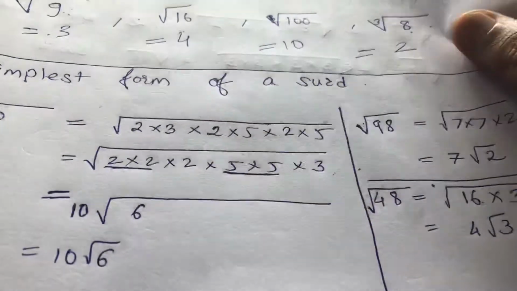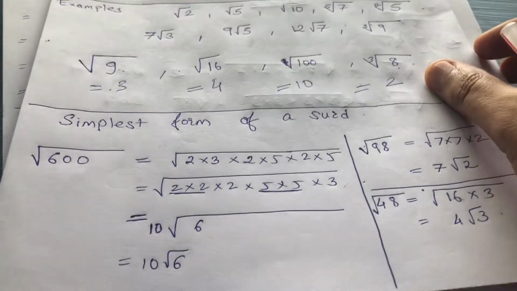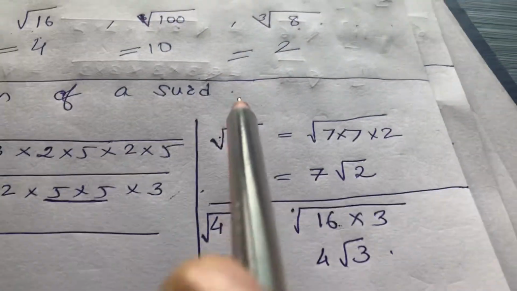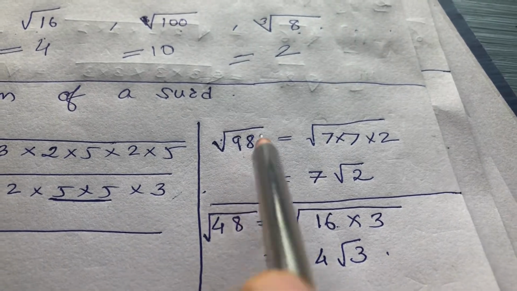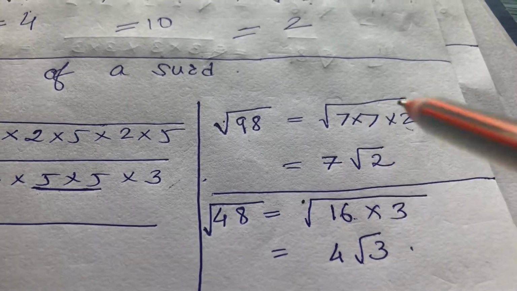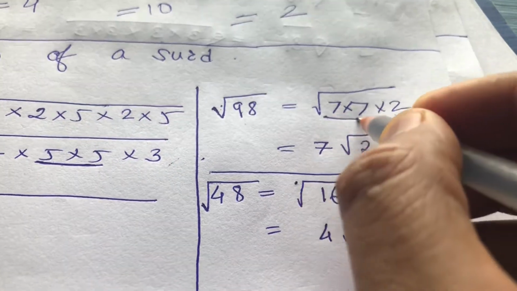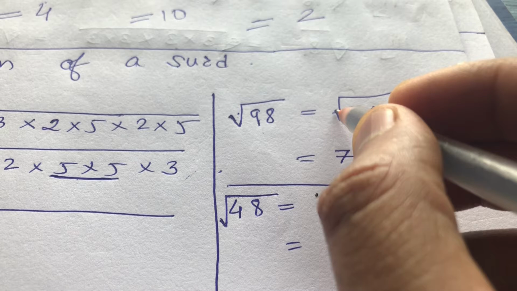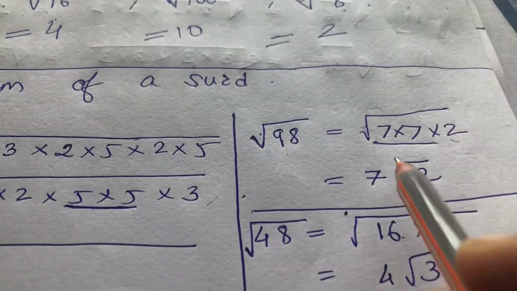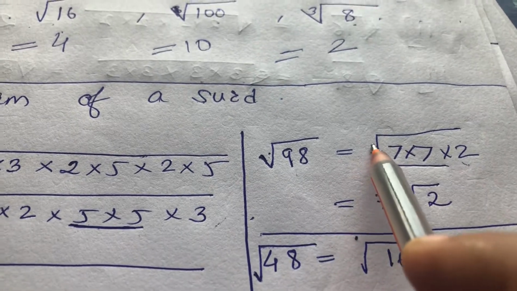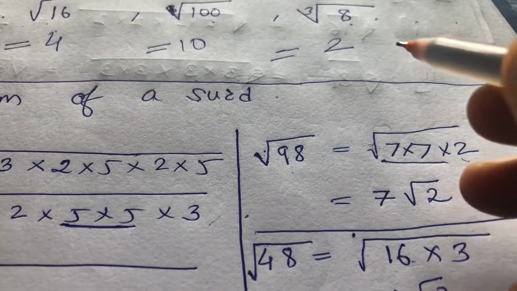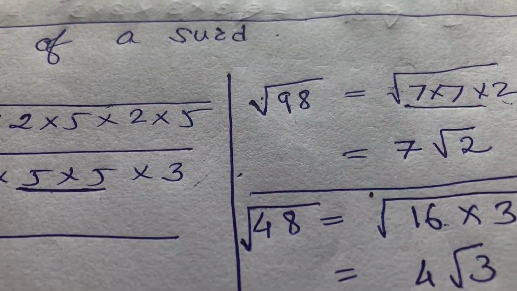Now coming to the next topic, that is the simplest form of a surd. Suppose this surd is given to you, root 98. 98 can be written as 7 into 7 into 2. Now 7 into 7, we just group them. What is the order of the surd? It's 2. Whenever the order is 2, we make groups of 2. Suppose the order is 3, we will make groups of 3, okay. One more thing, whenever the order is 2, it is known as a quadratic surd.